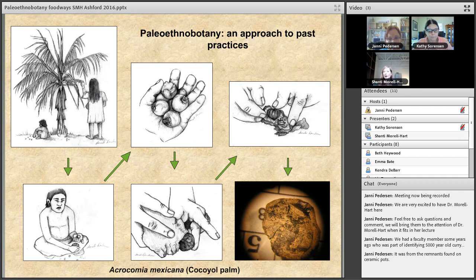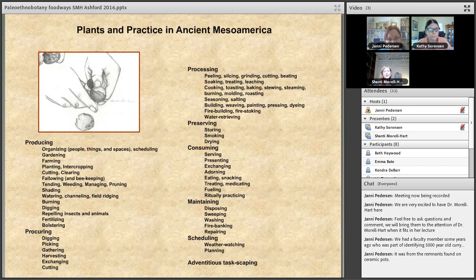So paleoethnobotany effectively, from one perspective, becomes an approach to past practices of different kinds. And I'll talk a little bit more about the coquillole pollen that I have pictured here in just a moment. So, advance slide. Lots of different kinds of practices related to plants in ancient Mesoamerica. And I'm not going to list all of these off, but I will go into a little bit of detail for each one of these.